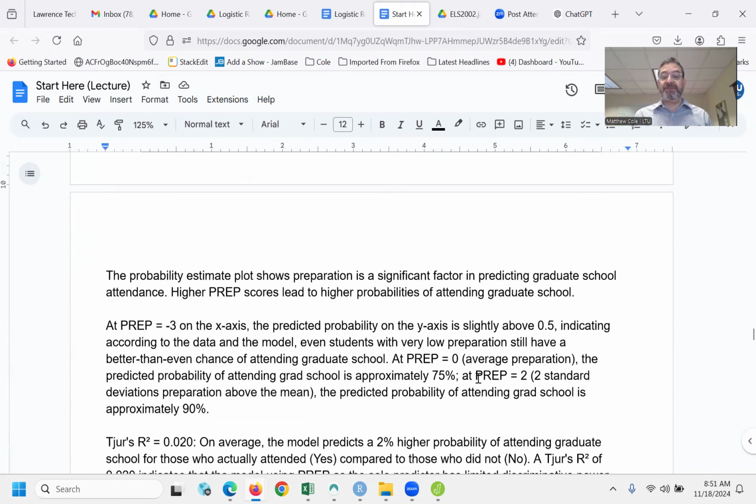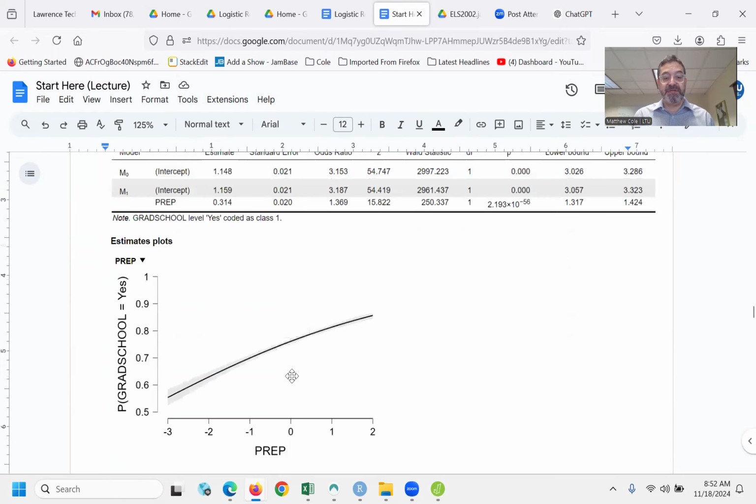By the time we get up to 2 standard deviations, we're about... no, at prep equals 0, we're at 75%. By the time we get to 2, we're at 90%, right? So we see here when prep is 0, it's about 75%. Going up 2, it's about 90%.